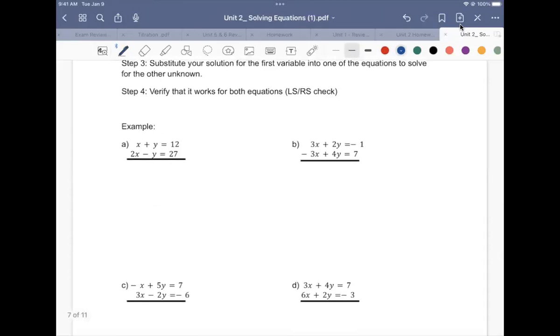So if I'm looking at examples, and we'll do some together so you can see it, I can see right off the bat that I have positive y and negative y. So I know I'm going to add these two together. Y is going to be the variable I am eliminating at this step. So 2x plus x is 3x. These go to 0, and 12 plus 27 is 39.